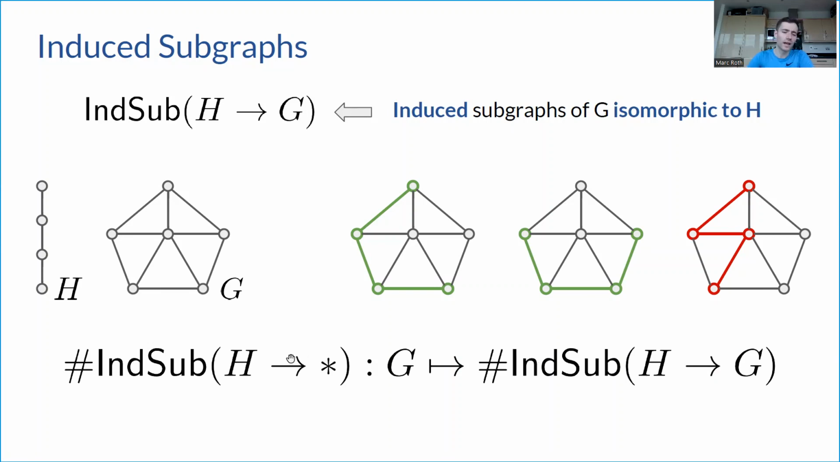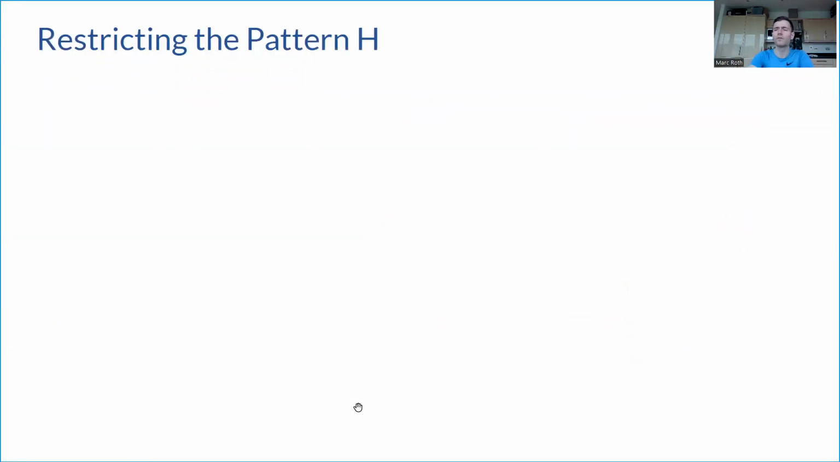Now, think of H, for example, being a complete graph of size k. Then evaluating this function here is the same as counting k-cliques, which is known to be a hard problem. And the overall goal of this line of research is to find out which instances of those counting problems are actually tractable. One very successful method that was analyzed a lot in the last 10 years was the restriction of the patterns.